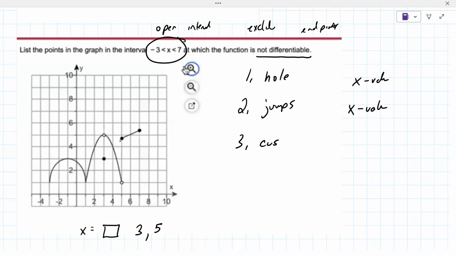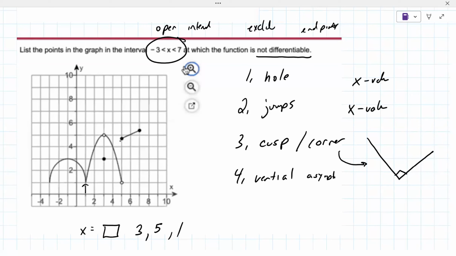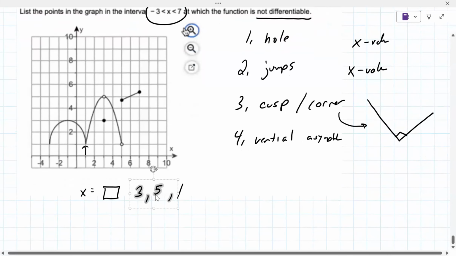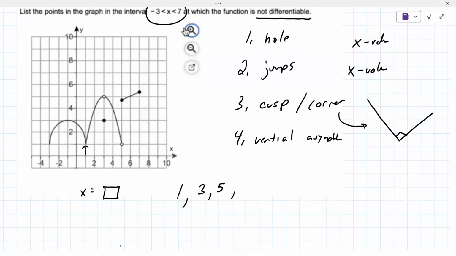The third thing is what's called a cusp. There's a cusp there at 1. I don't make these up. This one does not show what's called a corner. A corner would look like this if the graph were to literally hit at a corner. We don't have any in this graph, but it could be a corner. And then vertical asymptotes, which we do not have any of in this graph, but those are other things to look out for. All right, so this function is not differentiable at 1, 3, and 5. Just to be safe, I'd probably put them in order. No comma after 5.